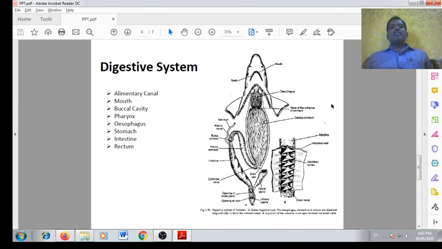In the next lecture, we are going to discuss the digestive glands and physiology of digestion in Scoliodon. Therefore, let us stop at this point, and we are all eager to see what the digestive glands are and how the process of digestion occurs in Scoliodon.